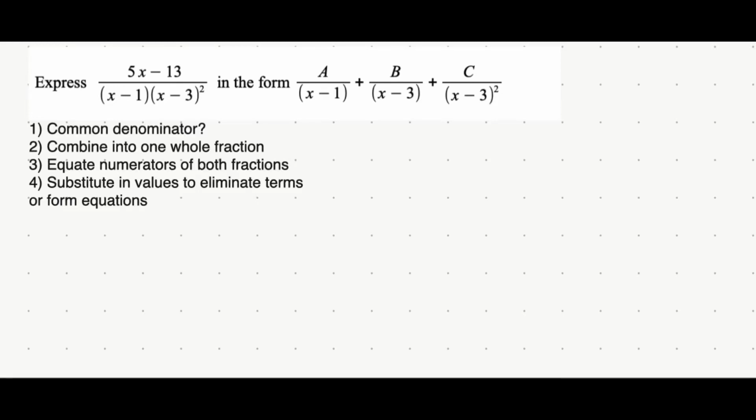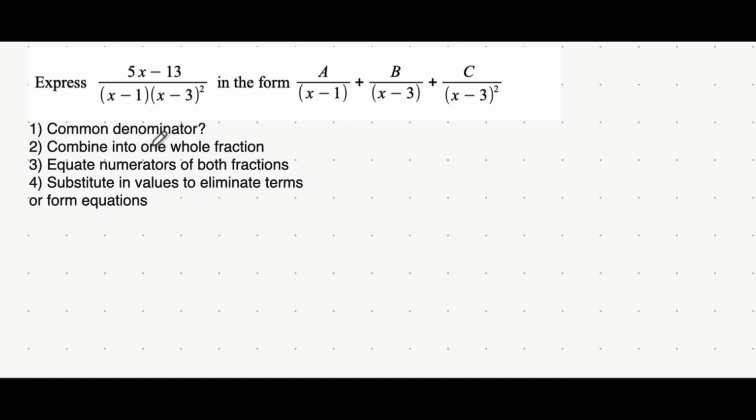So this is a follow-on from the previous question about partial fractions, but a bit more difficult because it has a repeated factor here. So how do we deal with that? Well, I've made a few prompts here so you can have a go yourself. But first, let's think of a common denominator of all three of these fractions.